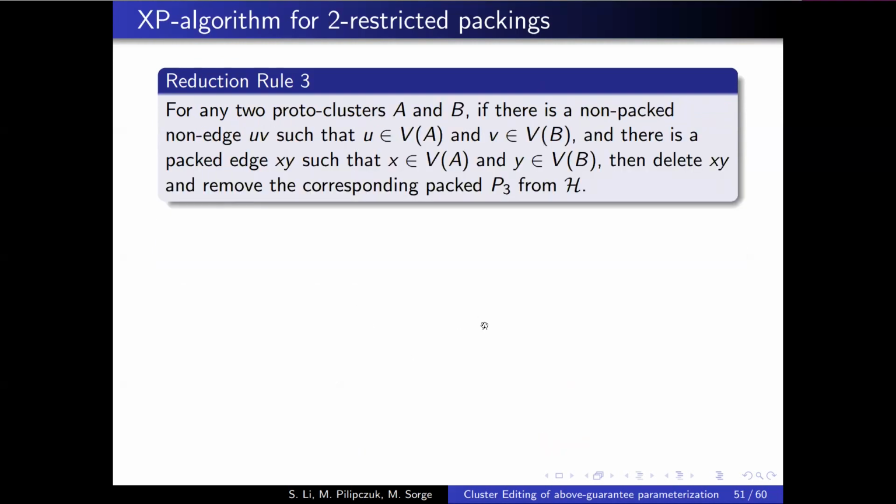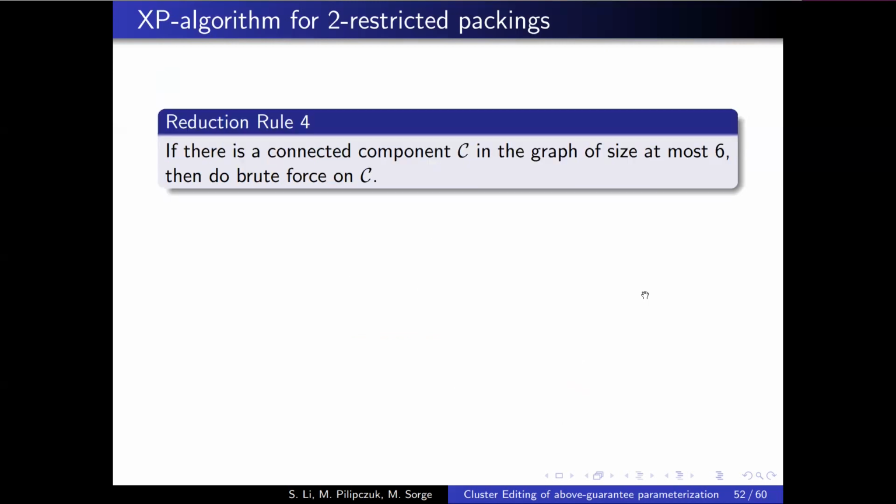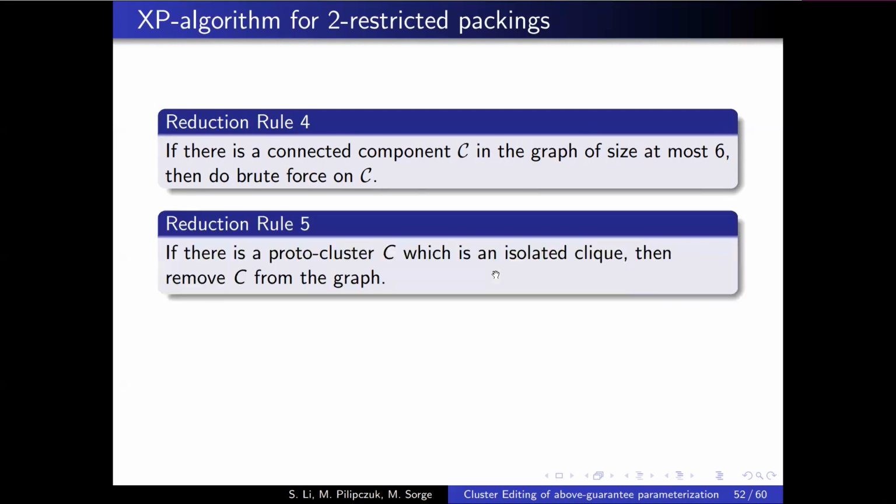Reduction rule 3 says that suppose that we are given 2 protoclusters A and B, and if there is a non-packed non-edge between A and B, and there is a packed edge between A and B, then delete this packed edge and remove the corresponding packed P3 from H. Here is an example. Reduction rule 4 says that we will do brute force on every component of size at most 6. Reduction rule 5 says that we will remove all isolated cliques.